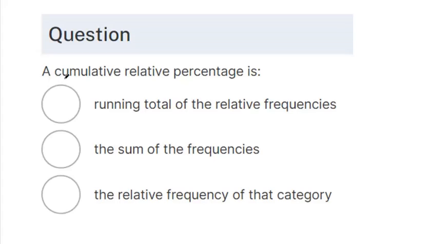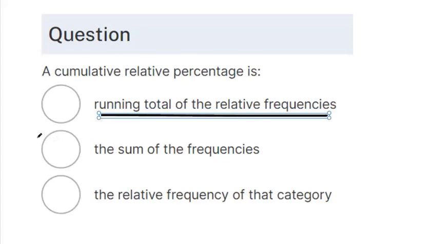And then here's another question about cumulative relative percentage. Cumulative means, you know, the total so far, adding up all the options. So a cumulative relative percentage is a running total of the relative frequencies. You keep adding, like I showed you in that first table. You add the next one to make a running total for the cumulative frequency. Then you add the next frequency to the running total until you get to 1, which represents 100%.